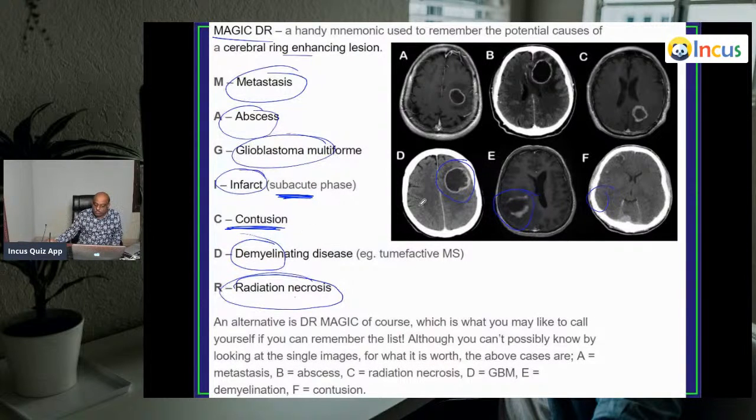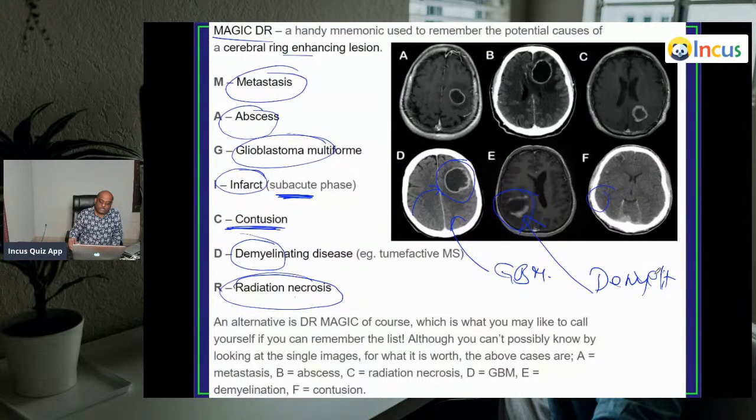So this is how a glioblastoma multiforme looks. This is a glioblastoma multiforme. Then this is a demyelinating lesion. This is also ring enhancing in nature, is what you need to remember.